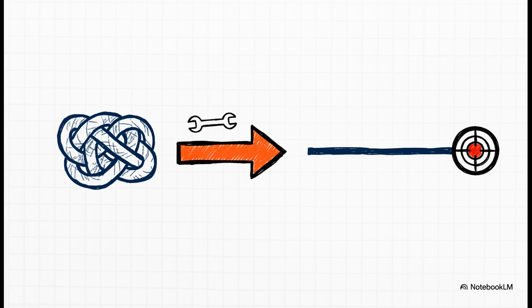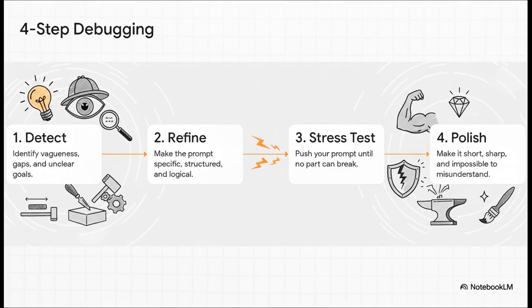There is a simple, powerful framework, a debugging process, really, that can turn those weak, frustrating prompts into incredibly powerful instructions. And here it is. This is the whole shebang, the 4-step framework for crafting amazing prompts. Detect, refine, stress test, and polish. You should really think of it like a pre-flight checklist before you send your request to the AI. So let's break down each of these steps.